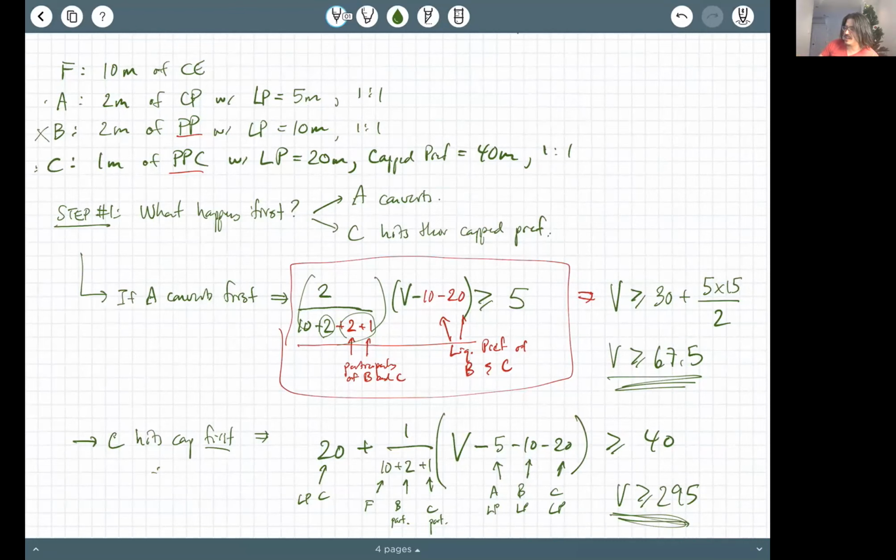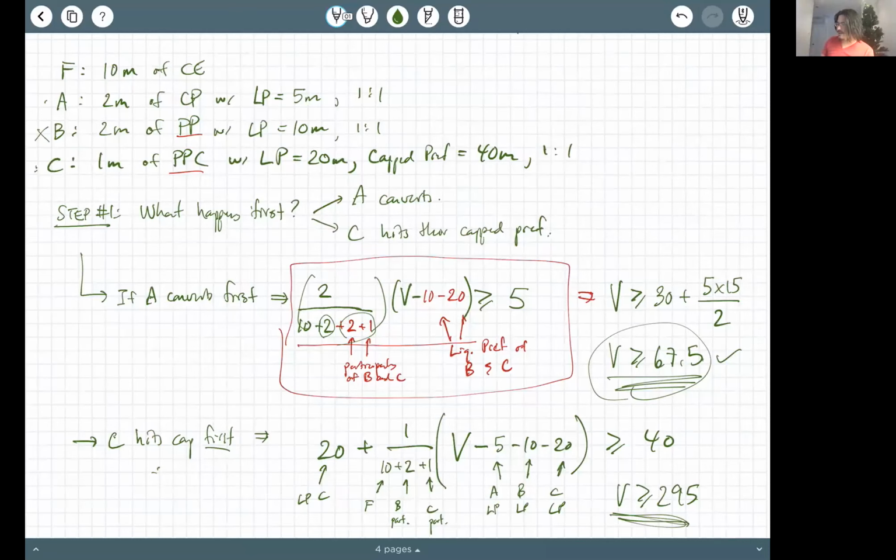So we've considered these two hypothetical possibilities. Clearly the right one is this, because you always pick the one that's the lower number. So this is telling me that the first thing that happens is that A converts into common. Now we need to ask ourselves in step 2, what is the second thing that happens? Well, we don't need to consider different hypothetical scenarios here, because we know that the next thing that's going to happen is that C is going to hit their cap, because C is not going to convert until they hit their cap, and B is never going to convert.